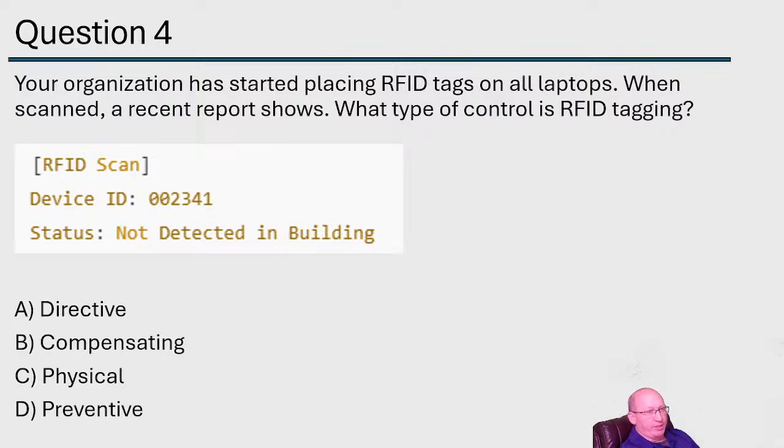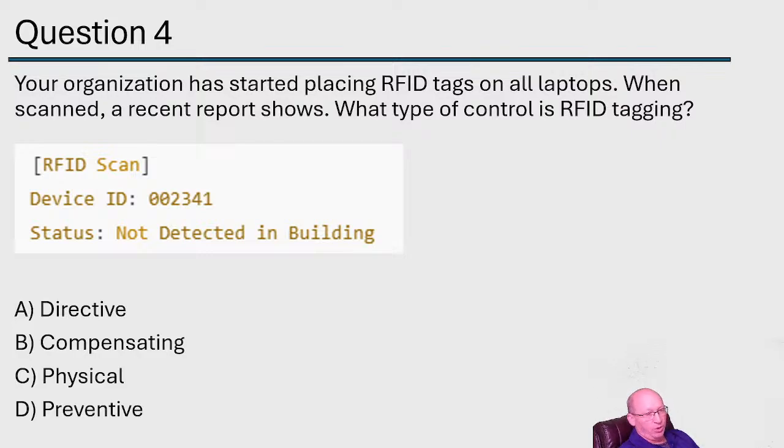All right. Your organization has started placing RFID tags on all laptops. When scanned, a recent report showed the following. What type of control is RFID tagging? Let's start with directive control. It could be a directive control, right? We could totally see where a manager could come in and direct us to do this.